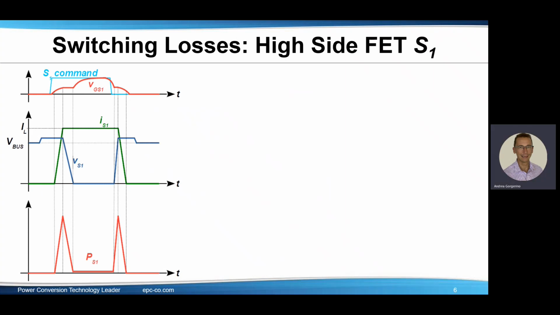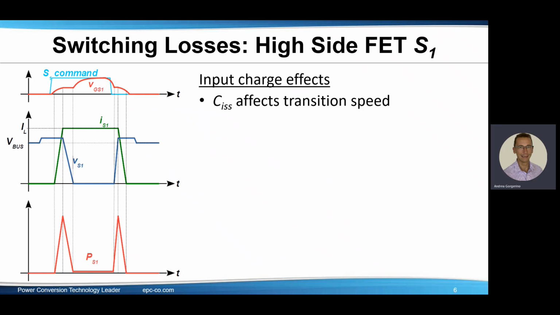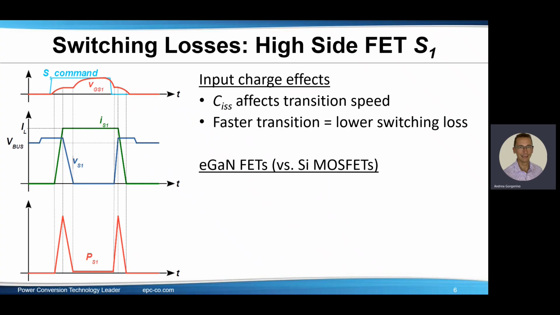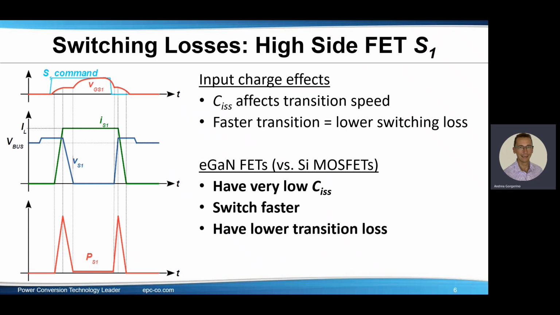Let's take a look at the switching loss of the high side FET S1. Shown here are the typical waveforms. The blue is the S1 command, the control signal, which results in a certain gate to source voltage shown in red. The input capacitance CISS has a direct effect on transition speed. The faster this transition, the lower the switching losses. If we compare GaN FETs versus silicon MOSFETs, GaN FETs have very low CISS, which means faster switching, which means lower transition losses. This is pretty clear.